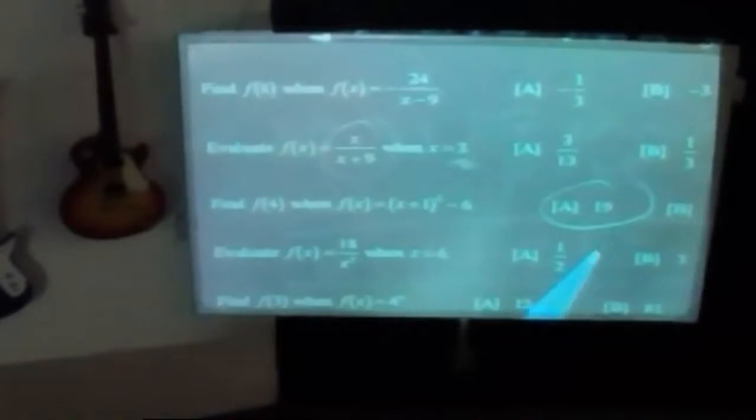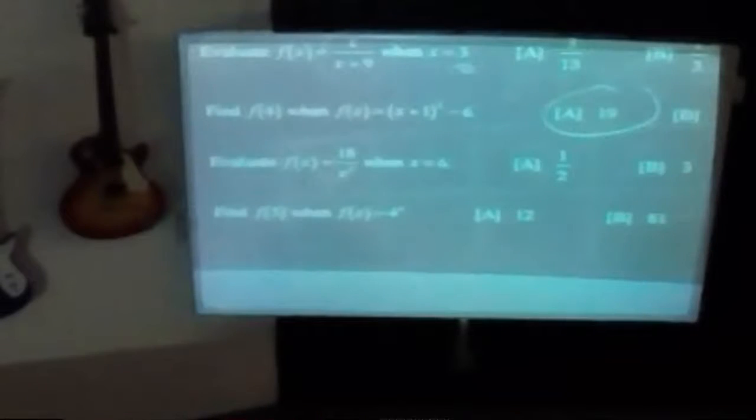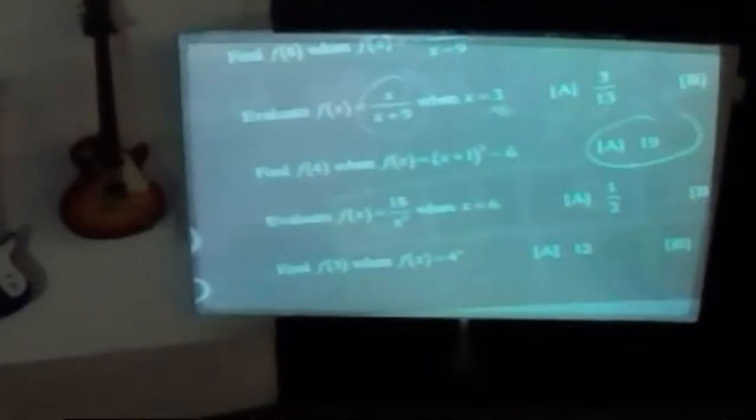18 over x squared, we want to calculate that when x is 6. So 18 over 6 squared. 6 squared is 36, so 18 over 36. Just 1/2.